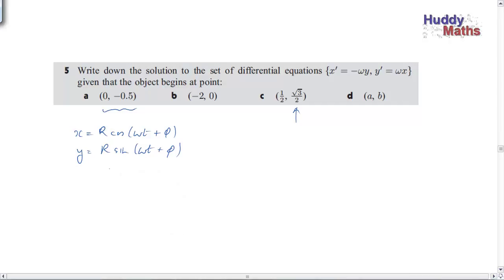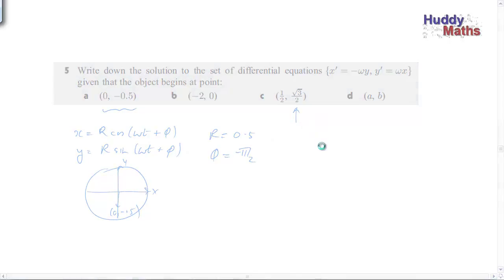You might like to get r from a diagram, as we did before, down here at neg 0.5, 0. And so you can get r is 0.5, the radius arm there, and phi is neg pi on 2 again. Or you can use the idea of tan. So in this one over here, we're going to have to use the idea of tan.